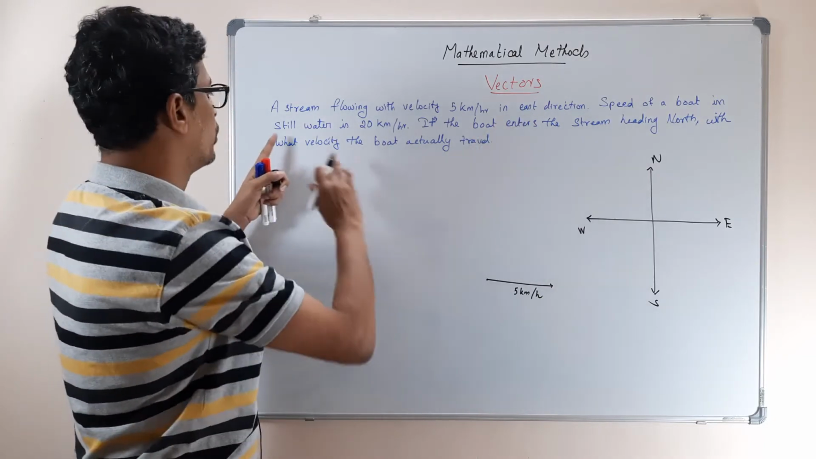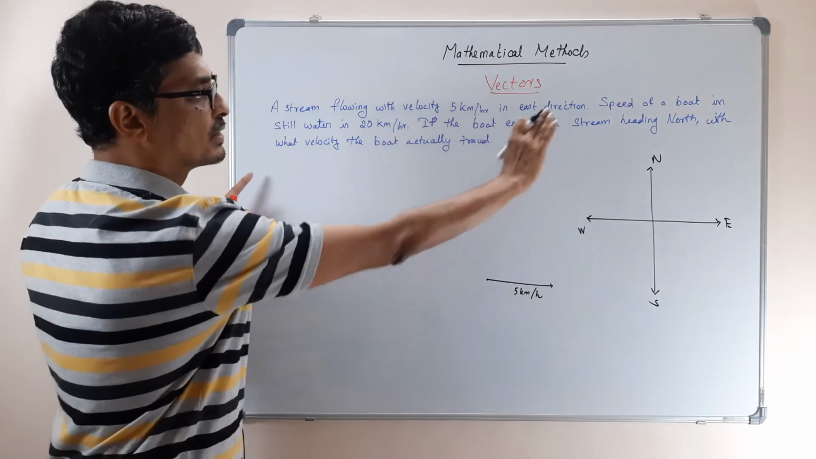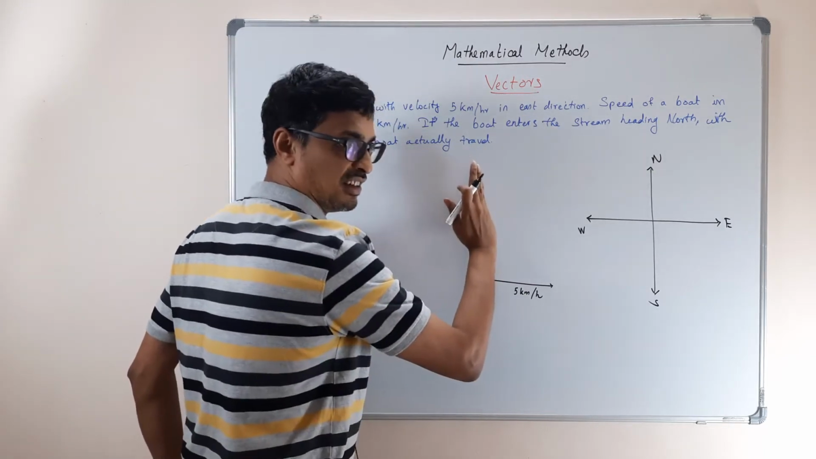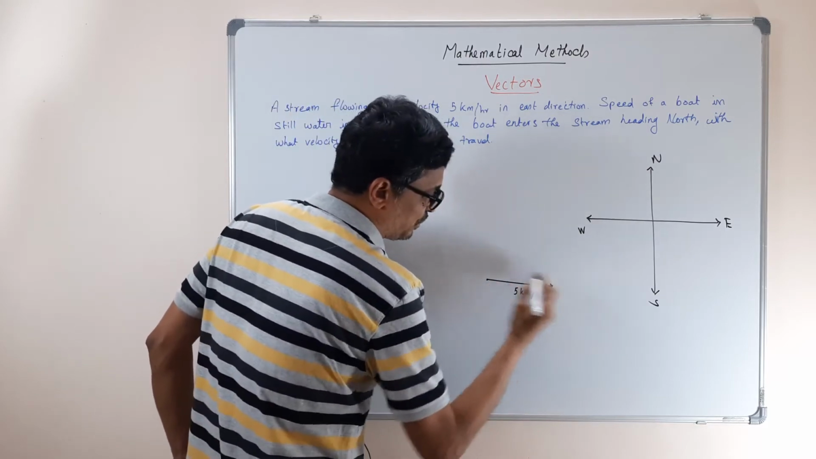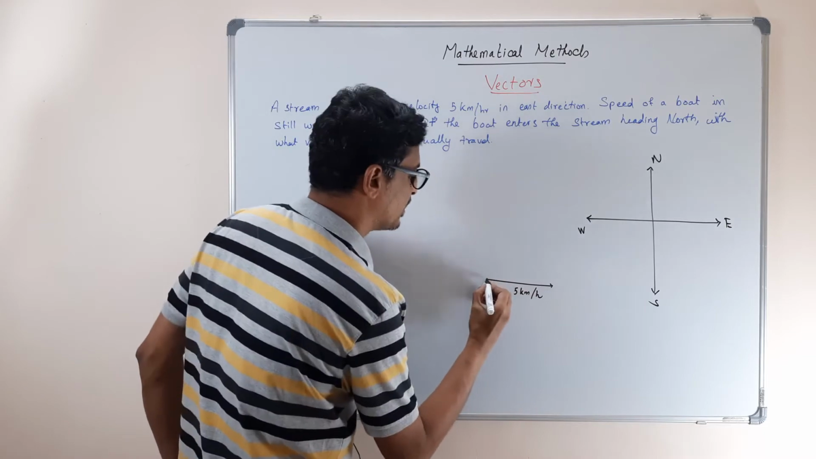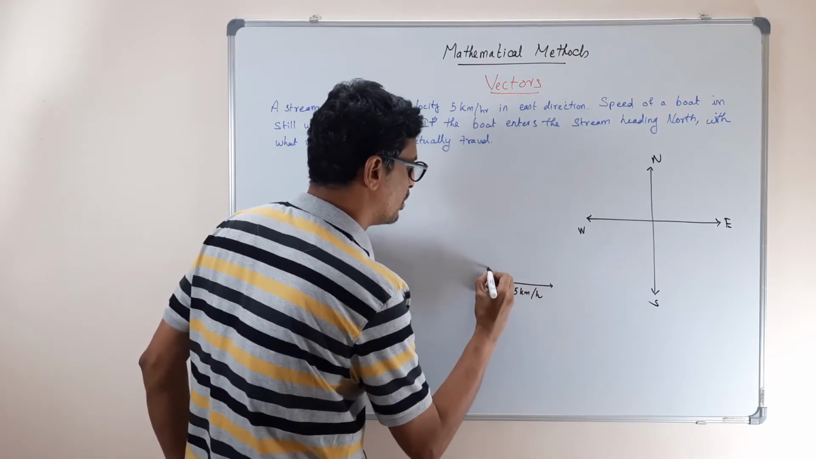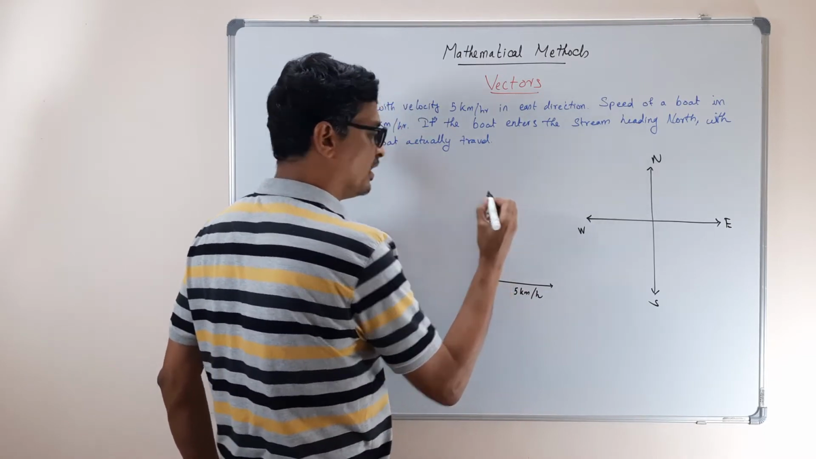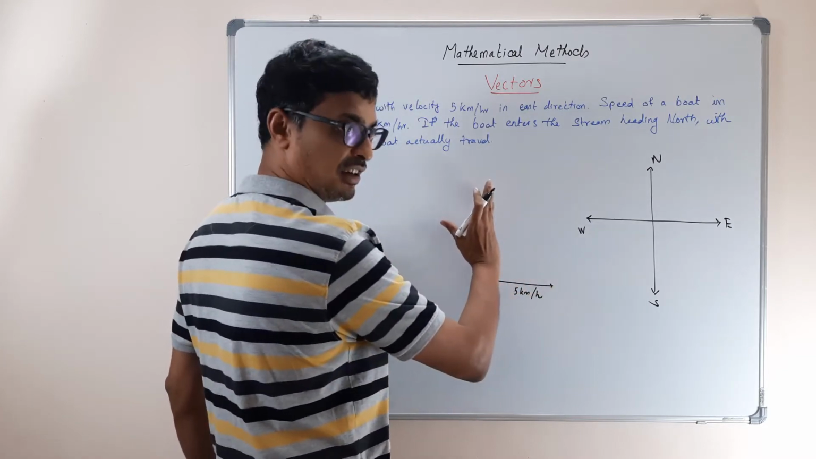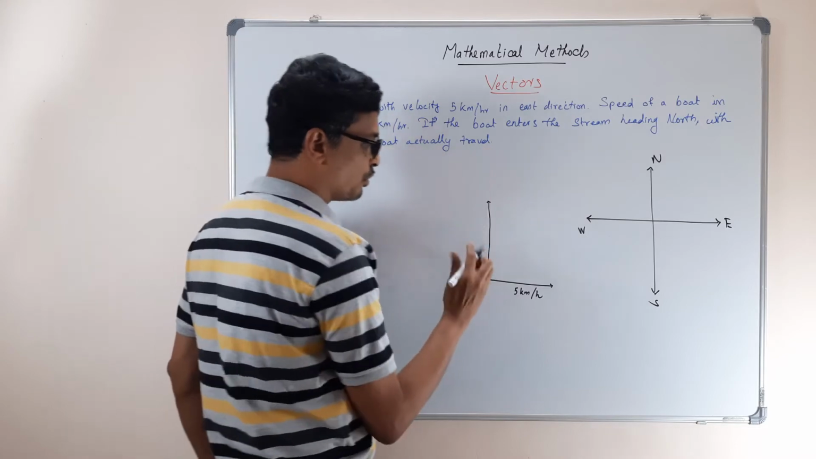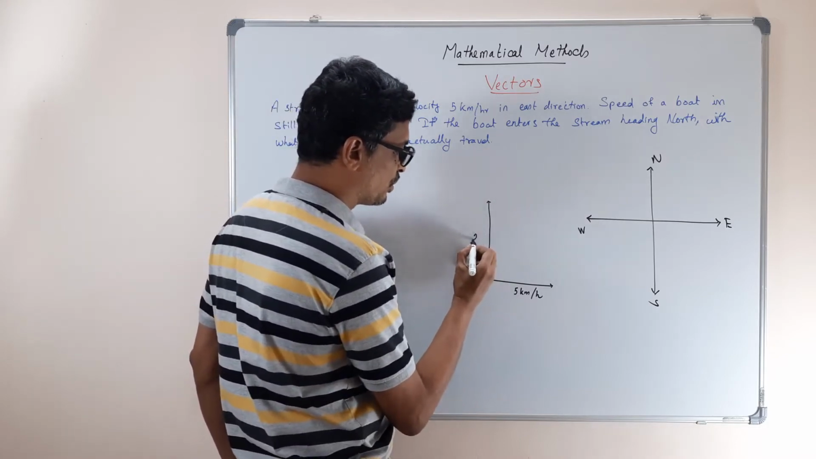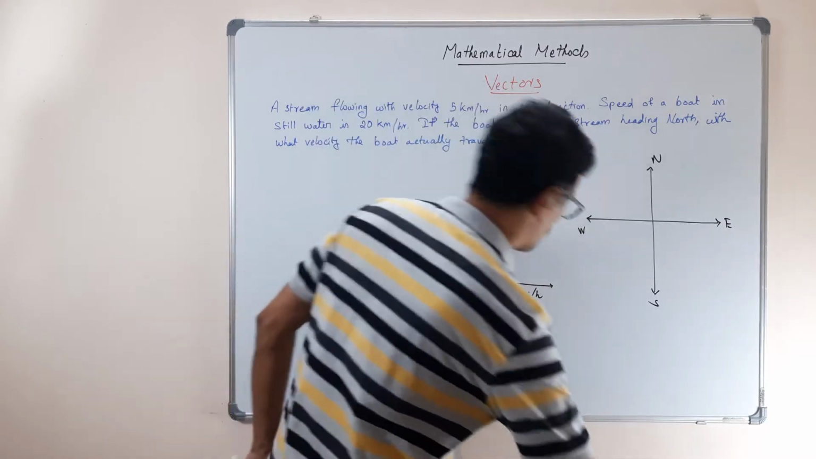And the speed of the boat is 20 km per hour. Now it has entered the stream heading north. That means the boat is entering over here. So if there is no stream flow, this is the direction the boat will move. Am I right? If there is no flow in the water, it's still water, it's moving in the northward side. So this is the one. So what will be the length of this one? Tell me. 20 km per hour.